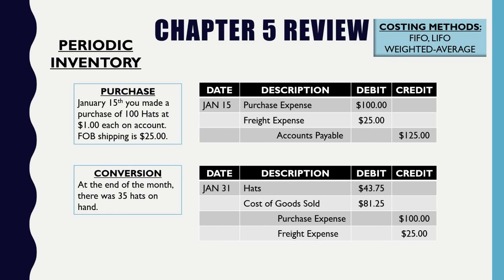All right. So again, chapter 5.3 review. We looked into, first off, we're focusing on a periodic inventory. We understand how to record our purchases. Now we're understanding our conversion entry. So at the end of the period, when we need to convert our expense into inventory, this is exactly what you need to do. You need to have the inventory, you need the cost of goods sold, and you need to zero out your purchase expense and your freight expense. So that's what this is going to be taking away.